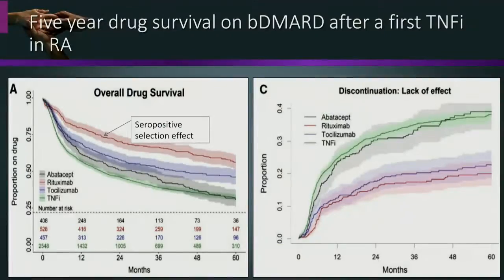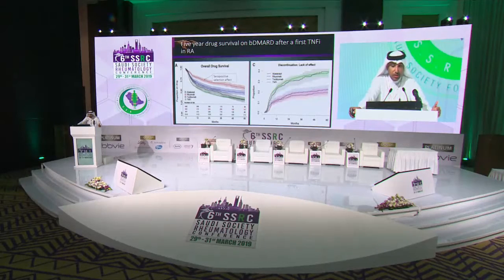Now again, when we look at the second agents, the drug survival rate. When we look at the second anti-TNF, it's the lowest agent to be continued as compared to the others, then abatacept, then tocilizumab, and finally rituximab, with some concern about selectivity bias. So tocilizumab is associated with a higher drug survival rate as a second biological agent. And again, when we look at discontinuation due to lack of efficacy, far fewer patients discontinued tocilizumab due to lack of efficacy over 5 years.